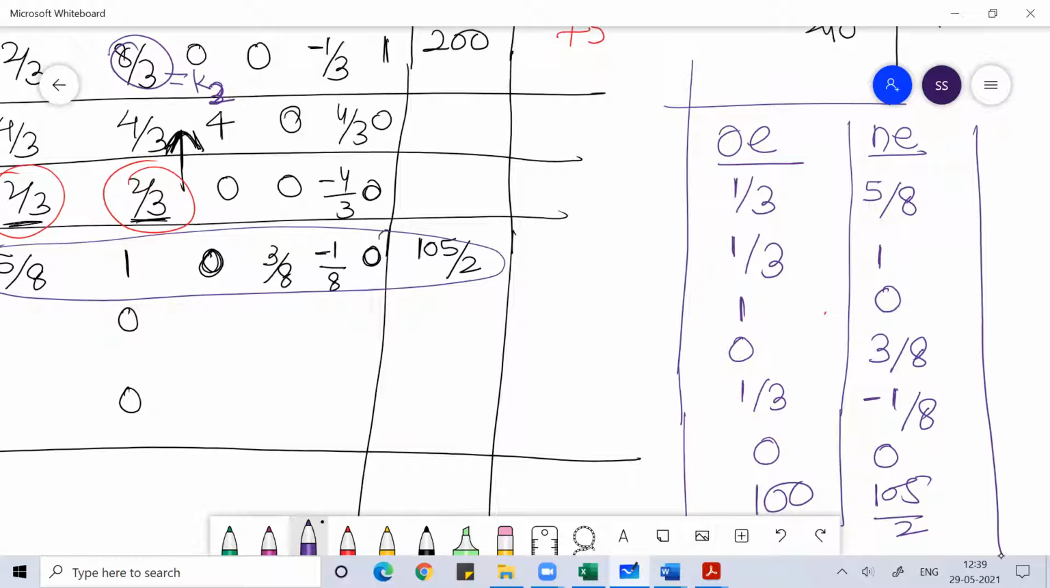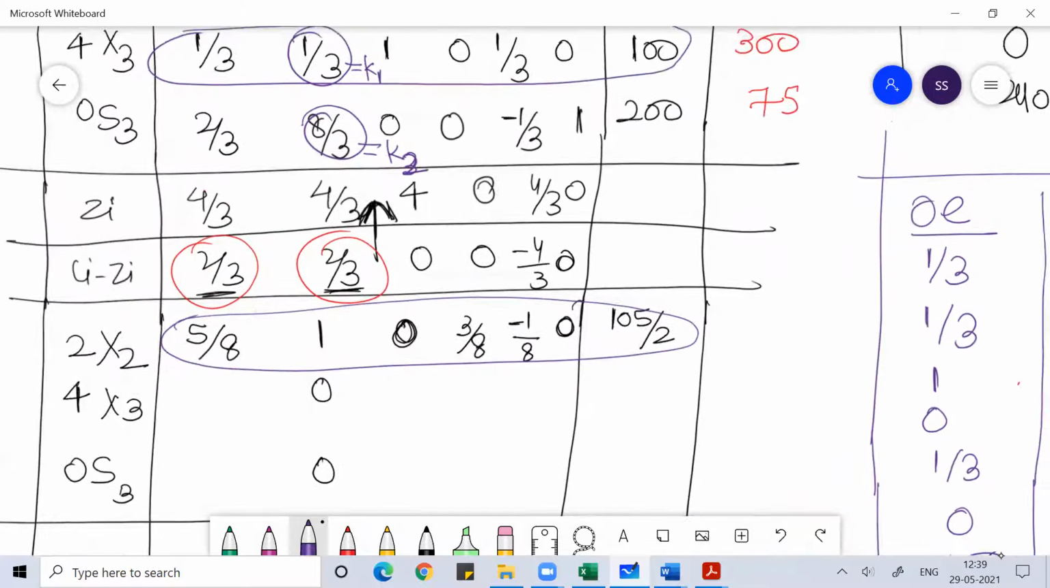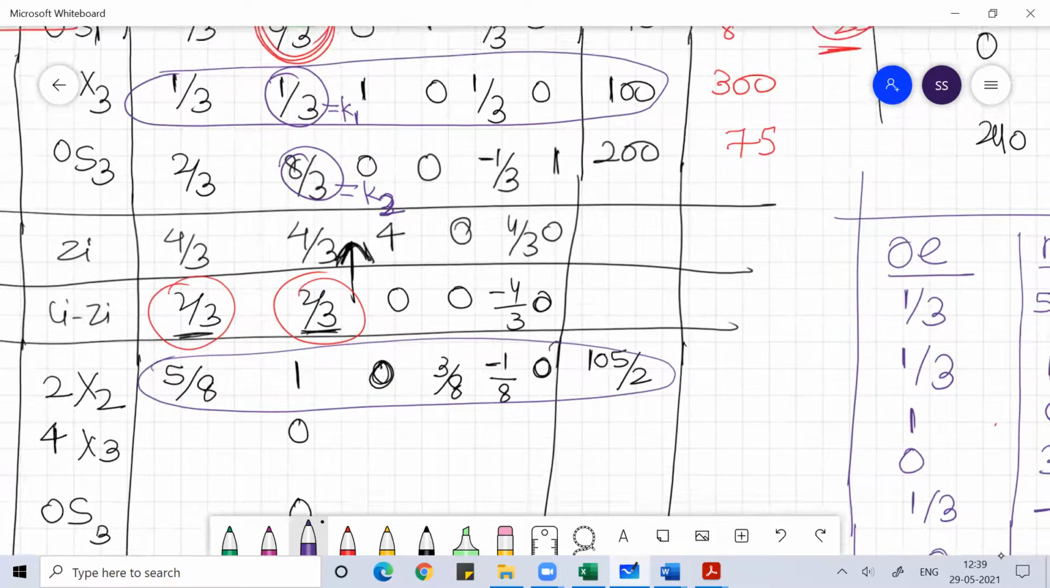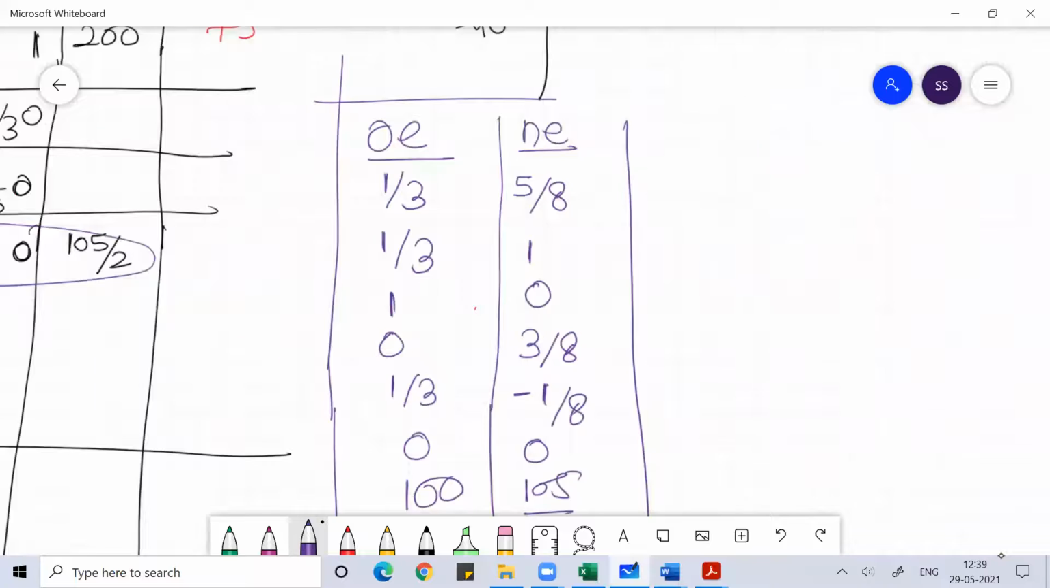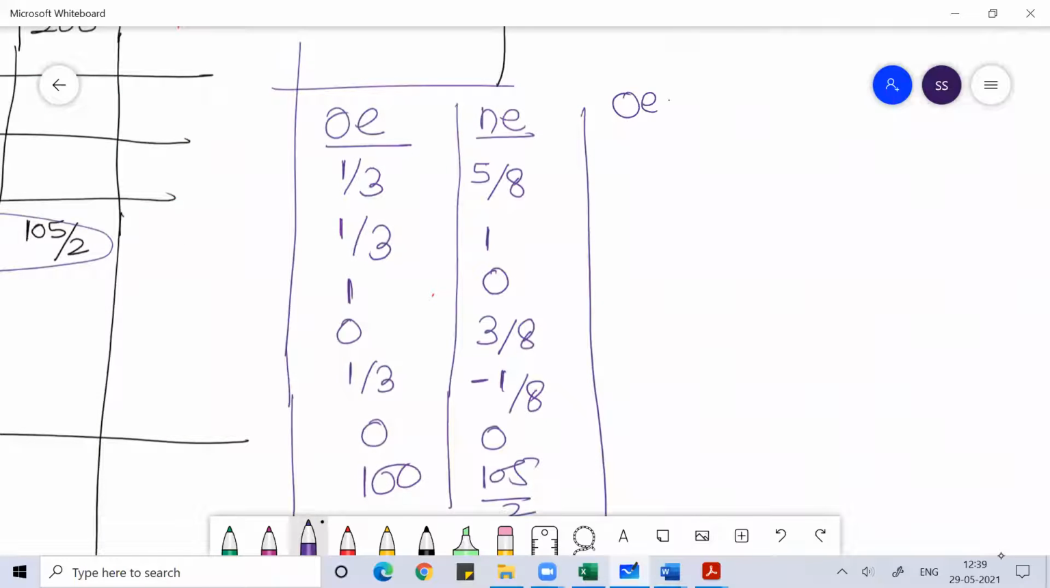And the constant here for x3 is 1 by 3, right? So you can use the formula old element minus constant times new element, because 1 by 3 is your constant. So 1 by 3 minus 5 by 24, since I multiplied it by 3. You will take 24 as the LCM. So you will get 3 by 24, or 1 by 8.